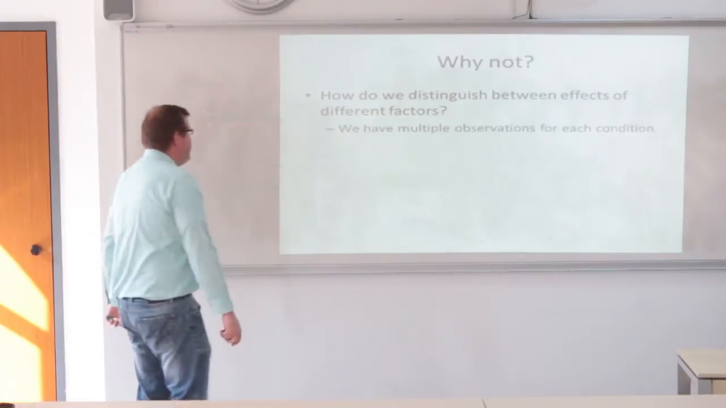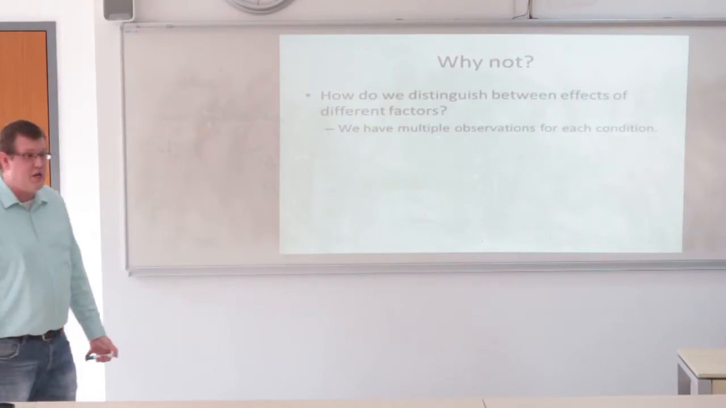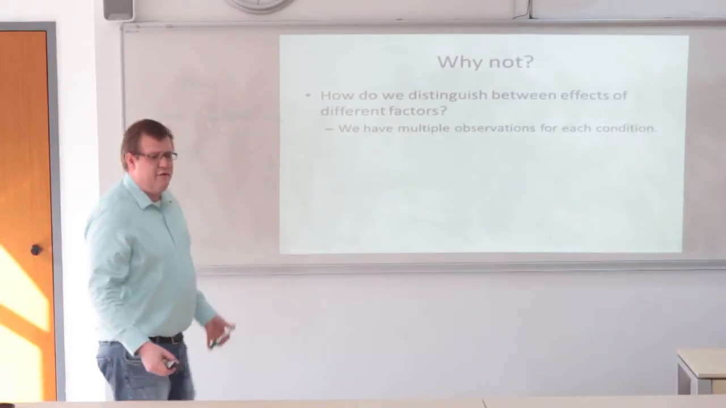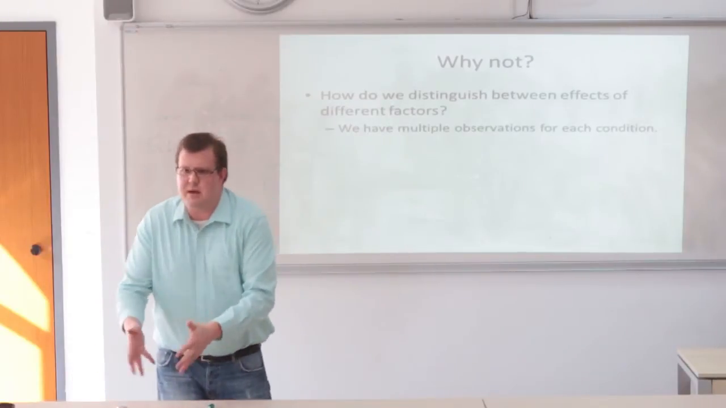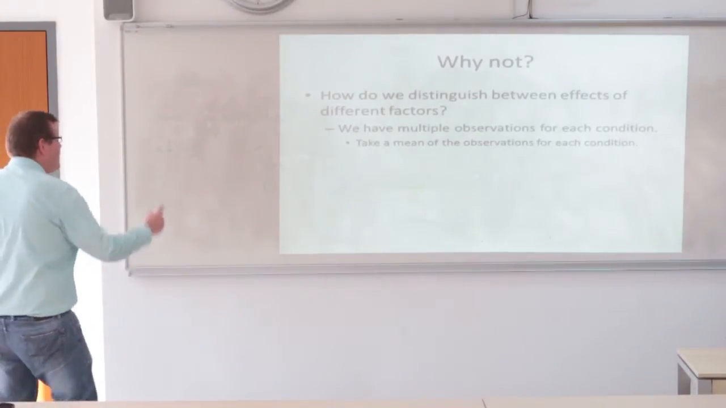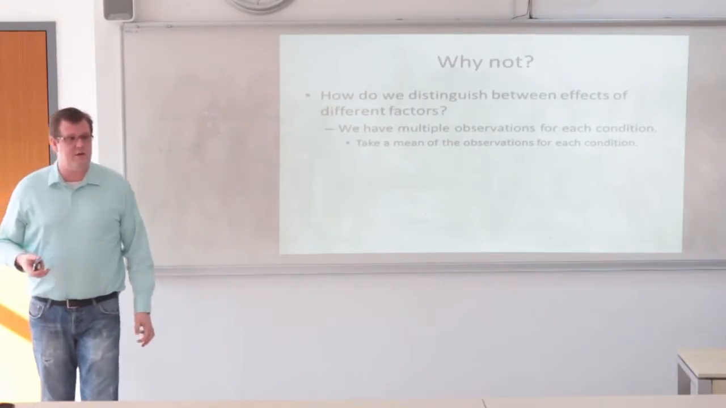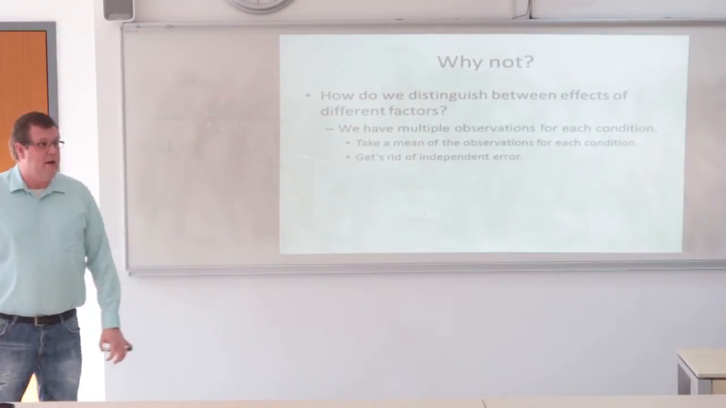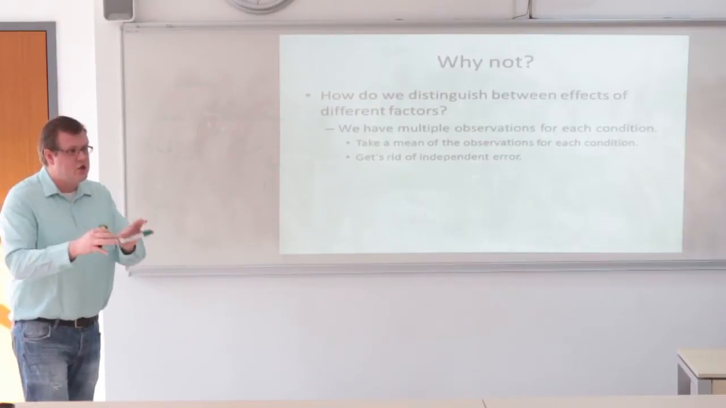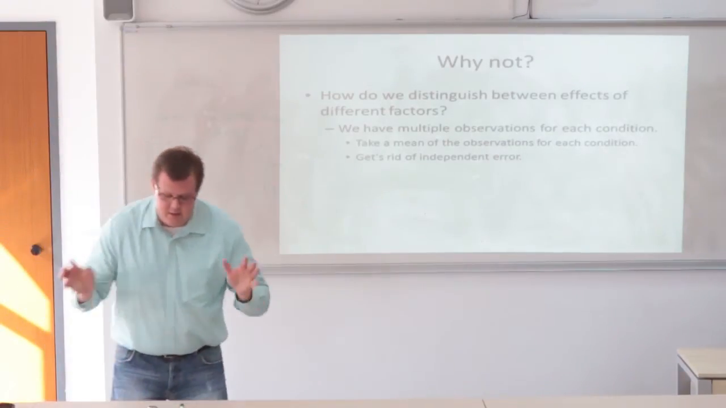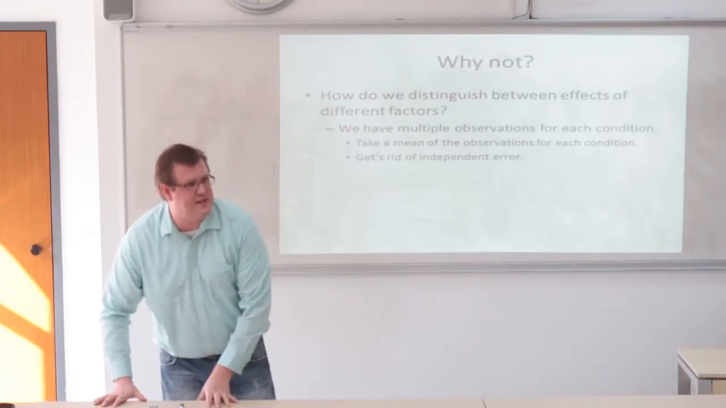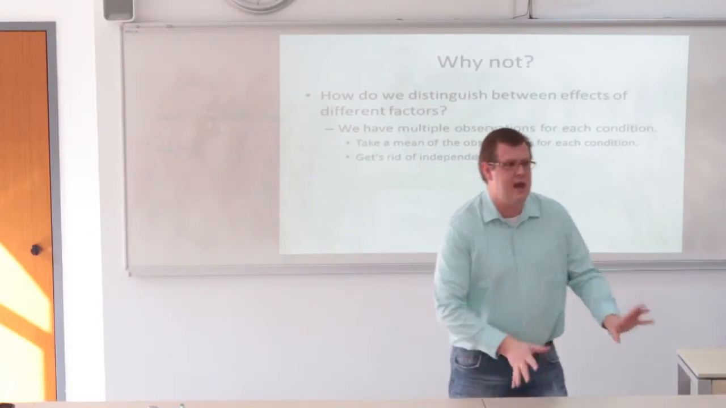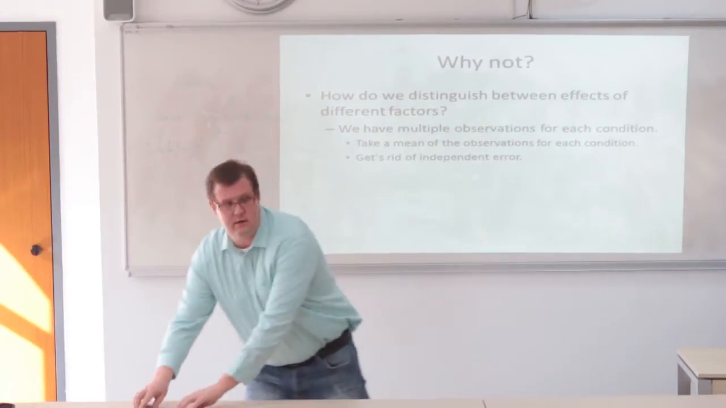Basically, when we're getting effects for different factors, we have multiple observations for each condition. We have multiple observations for each type of Q. We have multiple observations for each level of the media that we were using, right? And we were taking the mean of the observations for each condition to figure out what the effects were. Now, when we did that, we got rid of the independent error, right? The way we took all of our sums of squares, we were dividing things up. We were saying this effect is independent of this one, this effect is independent of that one, the interaction is independent of those two, and we have the error that's independent from everything else, right?